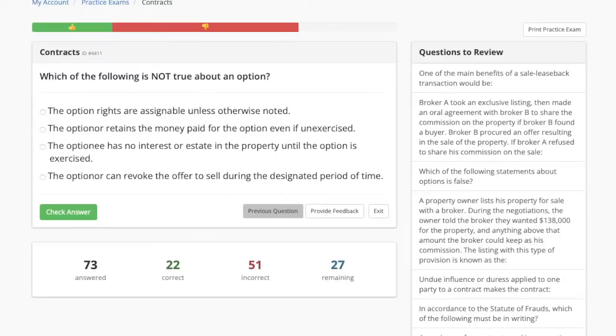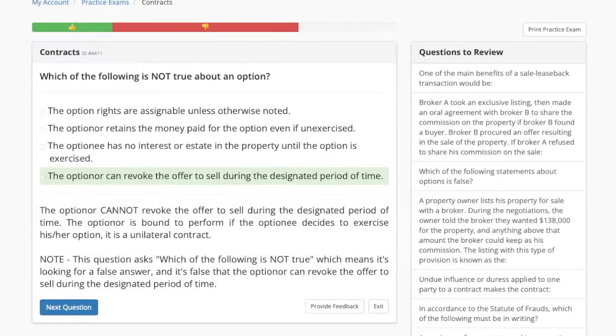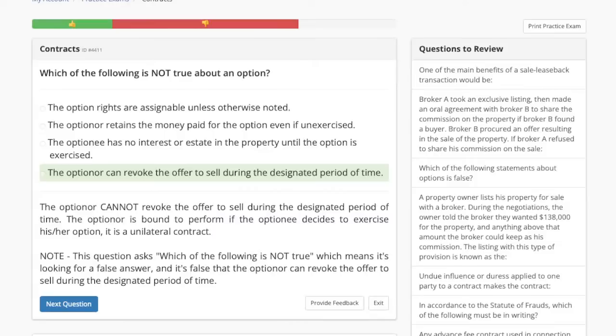Which of the following is not true about an option? A, the option rights are assignable unless otherwise noted. B, the optionor retains the money paid for the option even if unexercised. C, the optionee has no interest or estate in the property until the option is exercised. Or D, the optionor can revoke the offer to sell during the designated period of time. What do you guys think? And the answer is D, the optionor can revoke the offer to sell during the designated period of time.